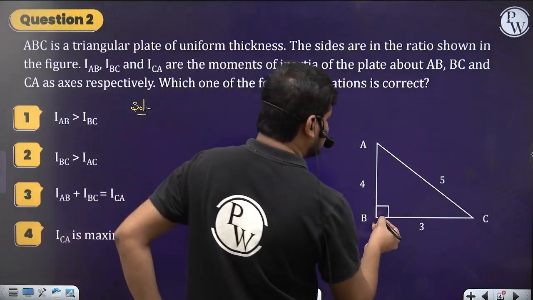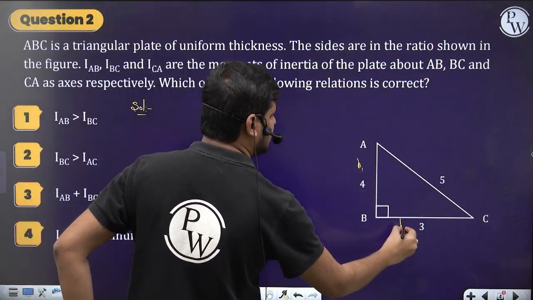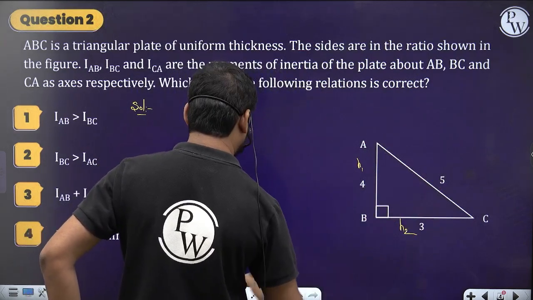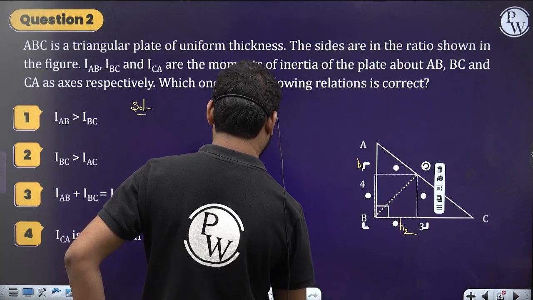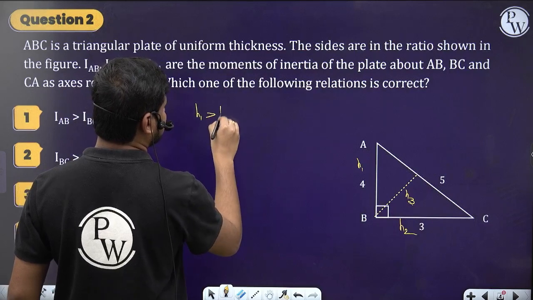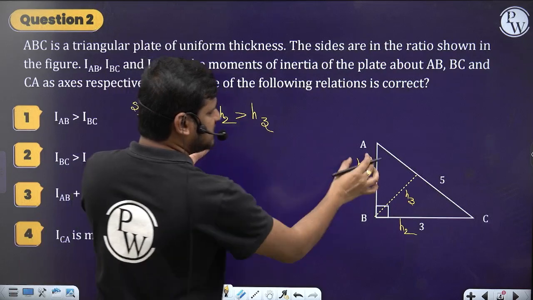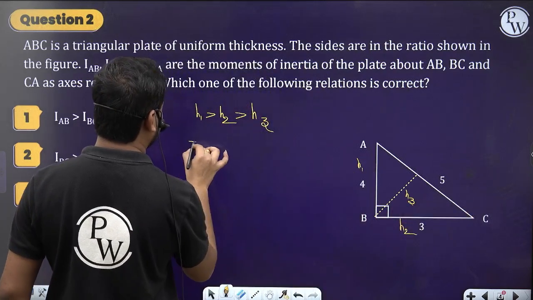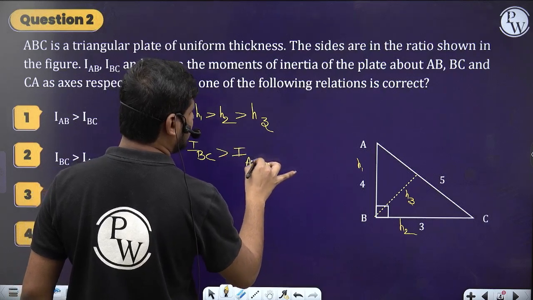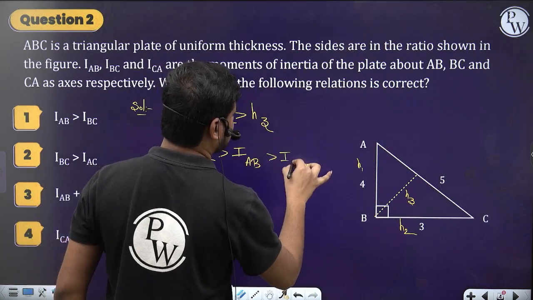So I could say that the height for BC will be, AB is the highest. Let it be H1, let it be H2, let it be H3. This is a height H3. So you can see that height H1 is greater than height H2 is greater than height H3. Height H1 is for which moment of inertia? Moment of inertia about BC. Right? Will be greater. Then moment of inertia about height H2 is for about AB. Then moment of inertia about AC.